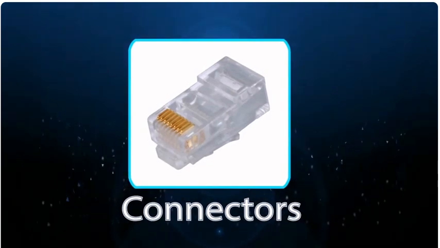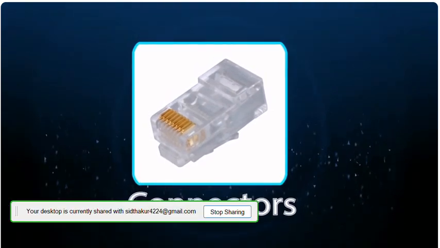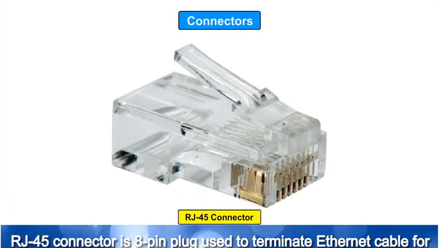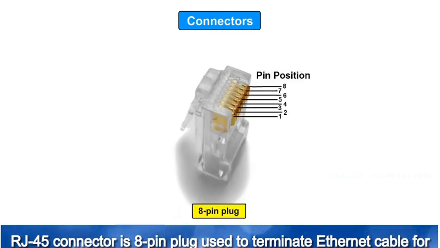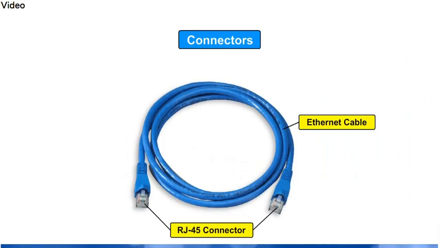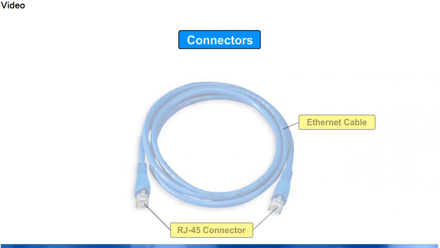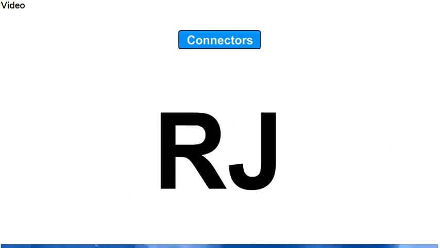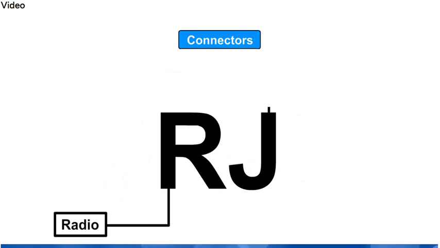Connectors. RJ45 connector. RJ45 connector is 8-pin plug used to terminate Ethernet cable for connecting computers onto Ethernet-based local area networks (LAN). Here, RJ stands for radio jack.